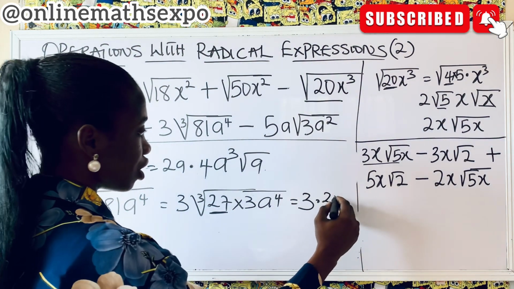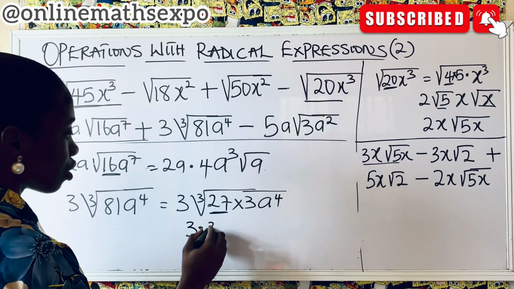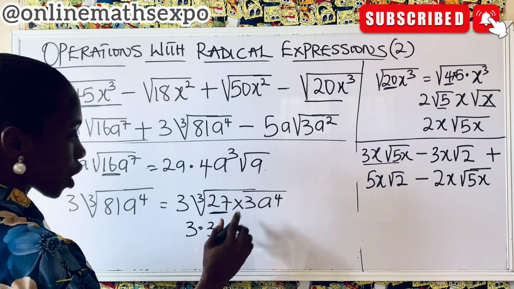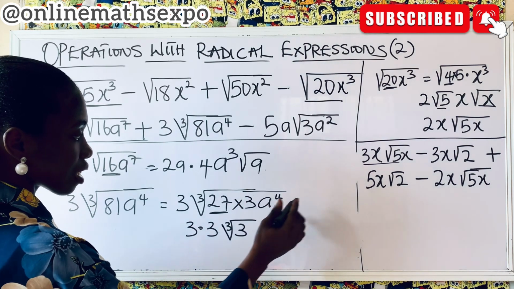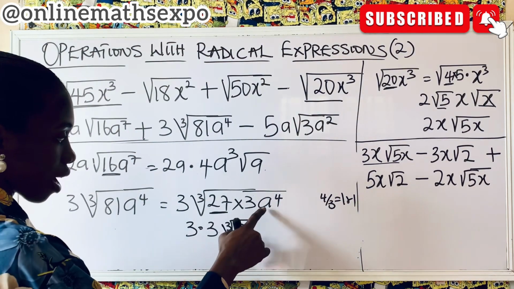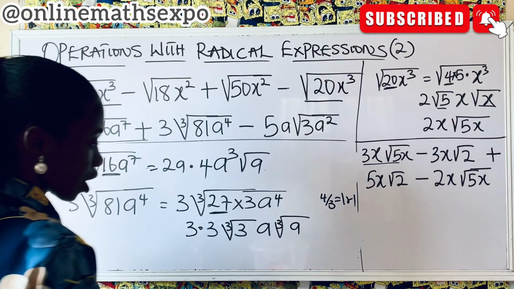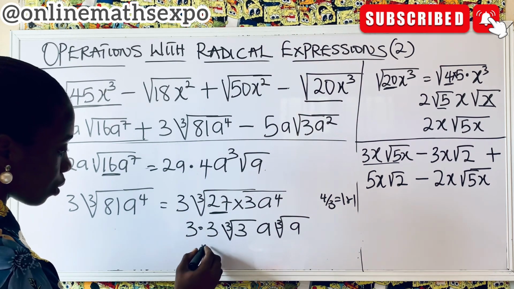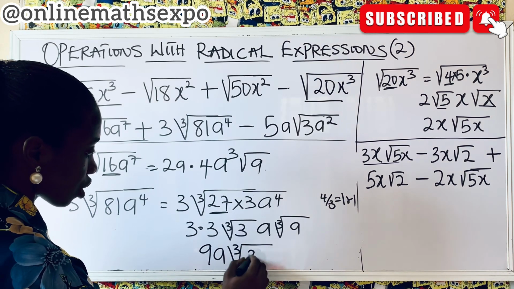This one will remain in the root. Let's write it down. So we have 3 out. This one will remain in the root. We have cube root of 3. Then for this that is power 4, you divide 4 by 3. You have 1 remaining 1. So 1a will be out and 1 will be inside. Okay, so gather these ones outside. We have 3 times 3 is 9a. We have cube root of 3a.